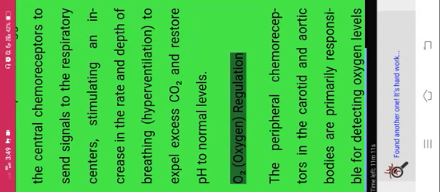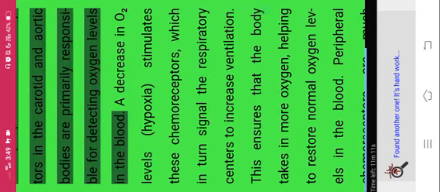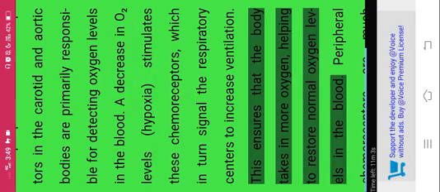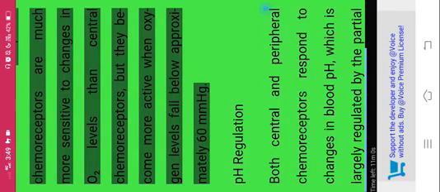O2 (oxygen) regulation. The peripheral chemoreceptors in the carotid and aortic bodies are primarily responsible for detecting oxygen levels in the blood. A decrease in O2 levels (hypoxia) stimulates these chemoreceptors, which in turn signal the respiratory centers to increase ventilation. This ensures that the body takes in more oxygen, helping to restore normal oxygen levels in the blood. Peripheral chemoreceptors are much more sensitive to changes in O2 levels than central chemoreceptors, but they become more active when oxygen levels fall below approximately 60 millimeters of mercury.